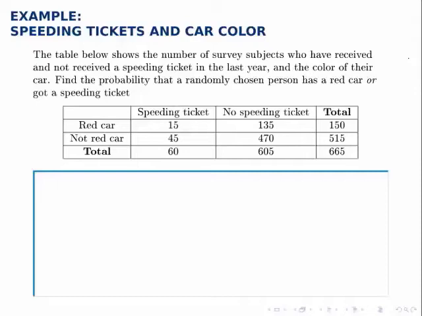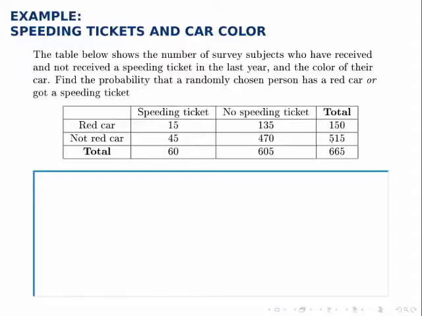Here's another contingency table, or two-way table. So here, a survey was given, and this table breaks down the number of people who responded to this survey, who have received or not received a speeding ticket in the last year, and then whether their car was red or not. So speeding ticket, not speeding ticket, red car, not red car. And again, we're given the totals for each row and each column, but if we weren't given those, we could easily find them.